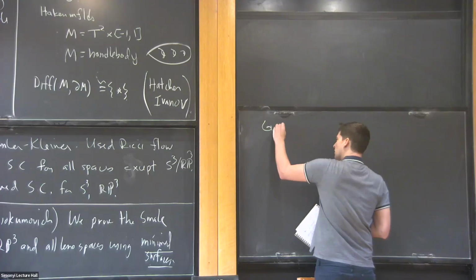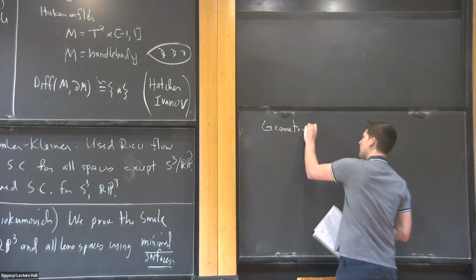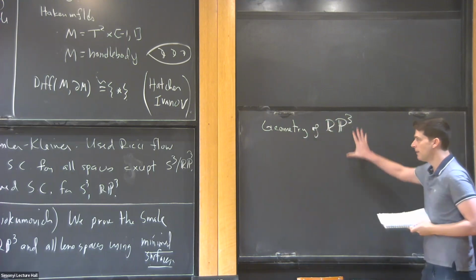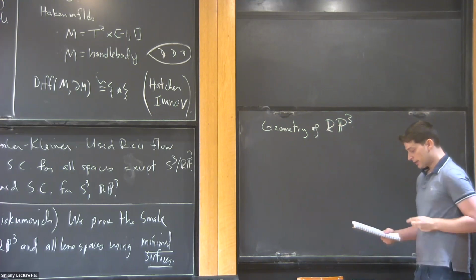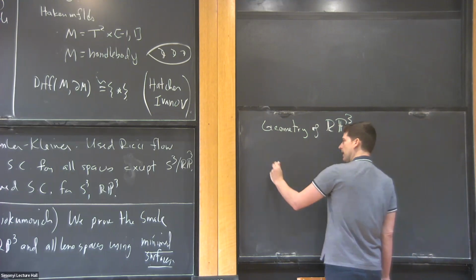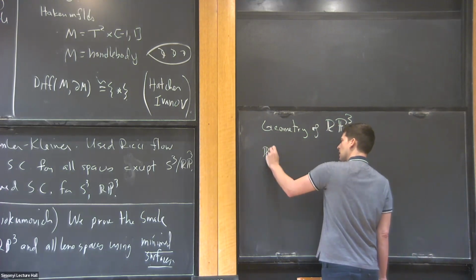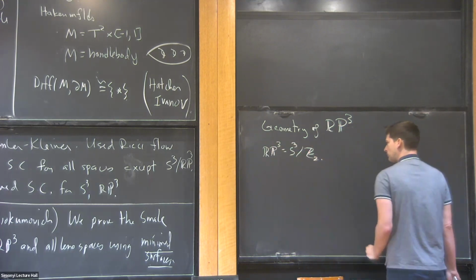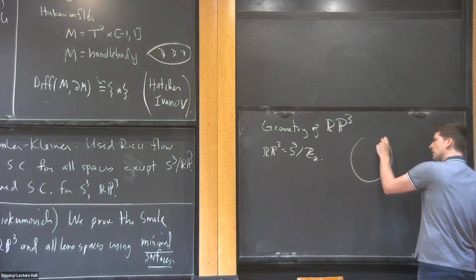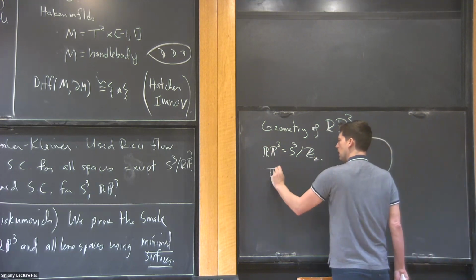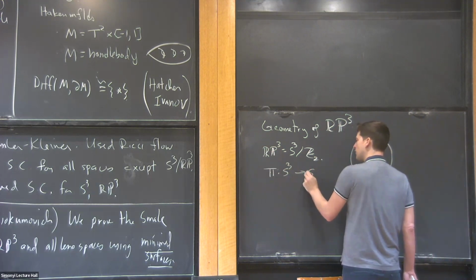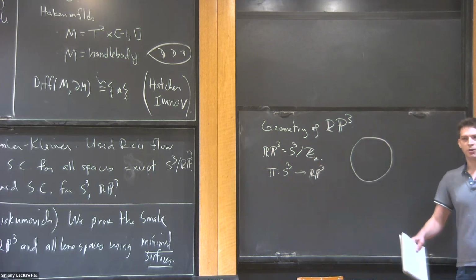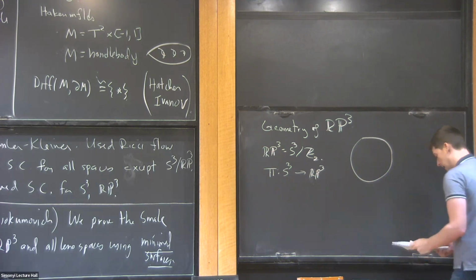Okay, so let me just explain a little bit about the geometry of RP3. I'm not going to focus on lens spaces. I'm just going to focus on the one that's the most interesting for us. Okay, so what is RP3? Well, RP3 is just S3 mod Z mod 2. And the way to think about it, if we consider this to be the projection, the quotient is just a 3-ball, something like this.